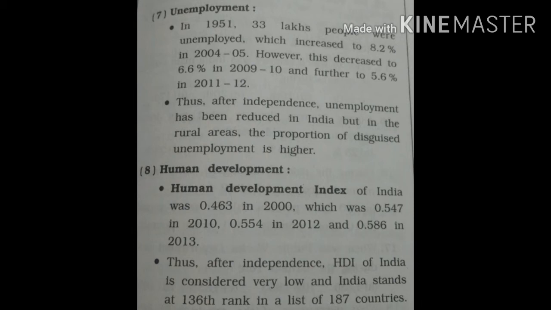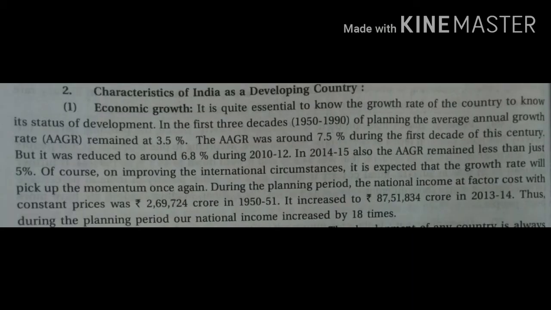And HDI is always measured between 0 and 1. So, the highest developed country will have a ratio nearer to 1. Now, let us learn the characteristics of India as a developing economy.